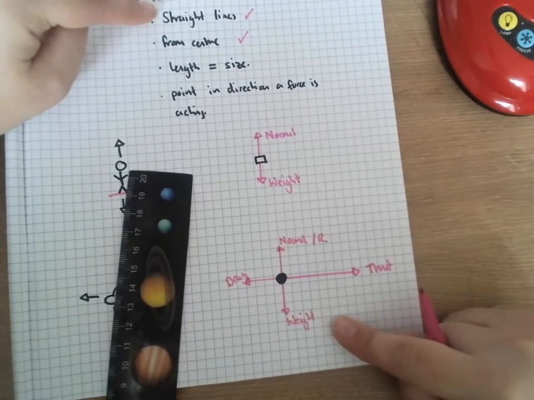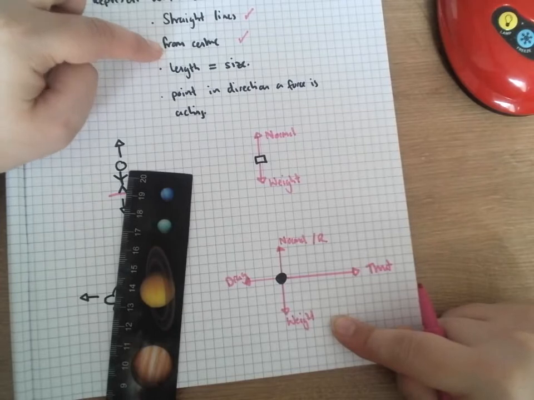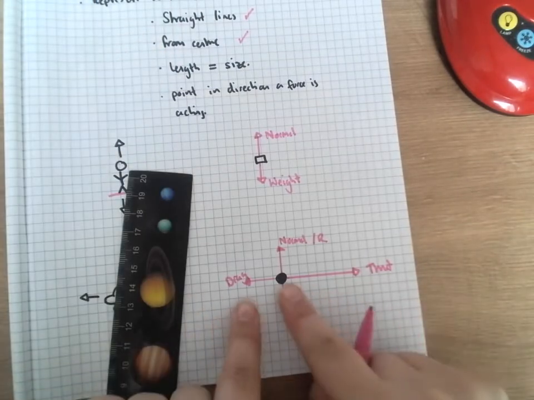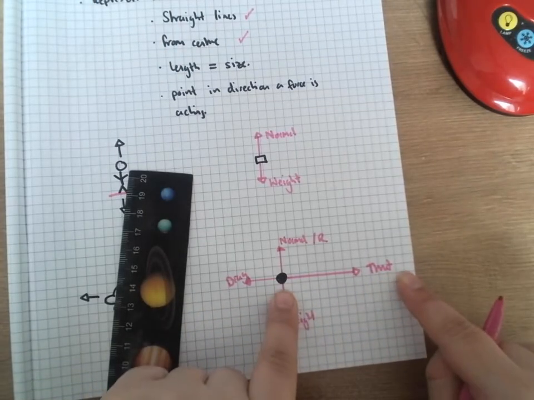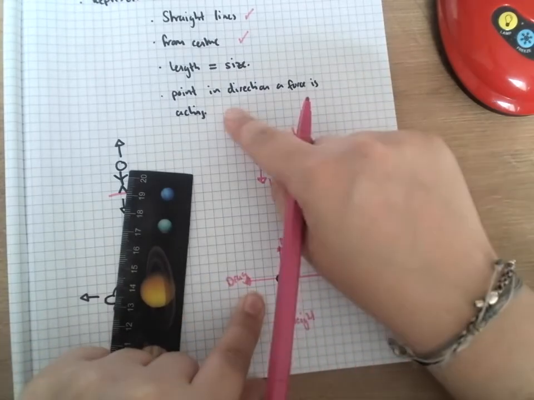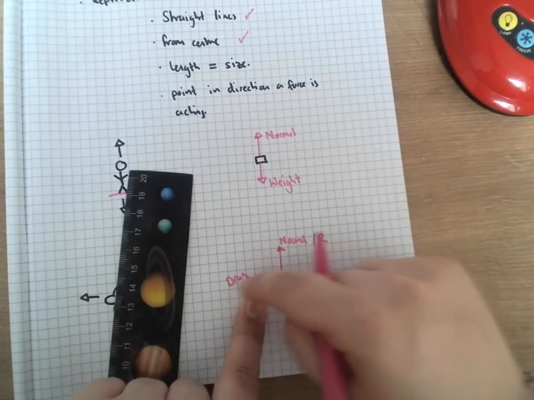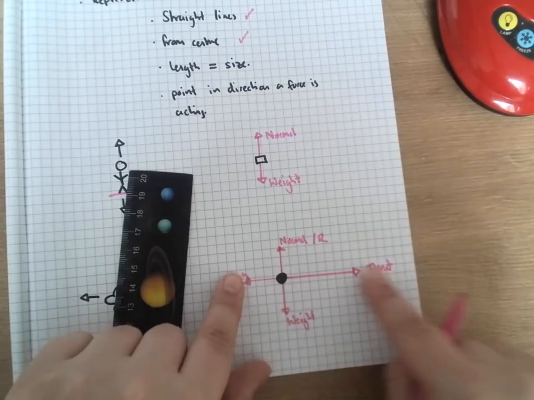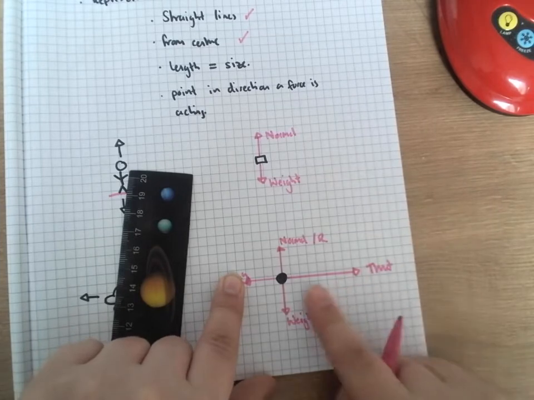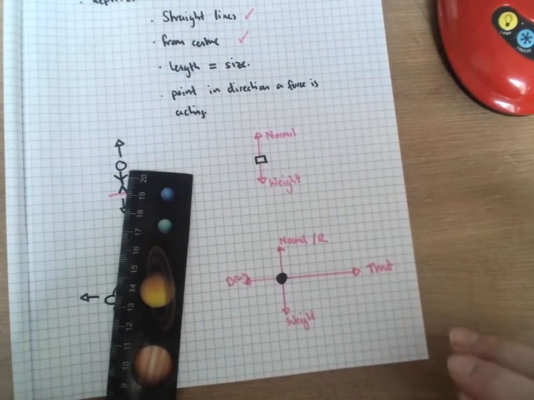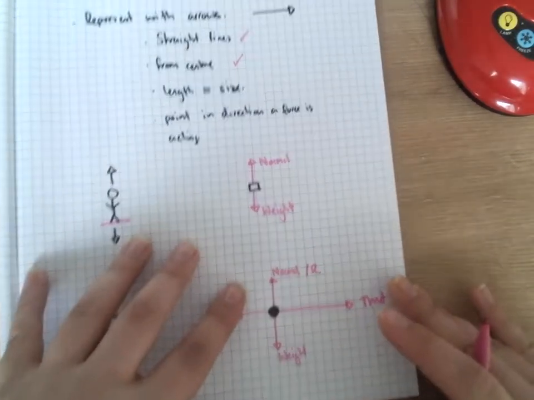So again, I've got straight lines, they're from the center. I've used the length to equal the size, so I can see they're accelerating because I've got more thrust, and they're pointing in the direction where they're acting. So normal's acting up, weight's acting down, drag's acting backwards to slow the car, and the thrust was making them go forwards. So that one was acting forwards or to the right in this case.